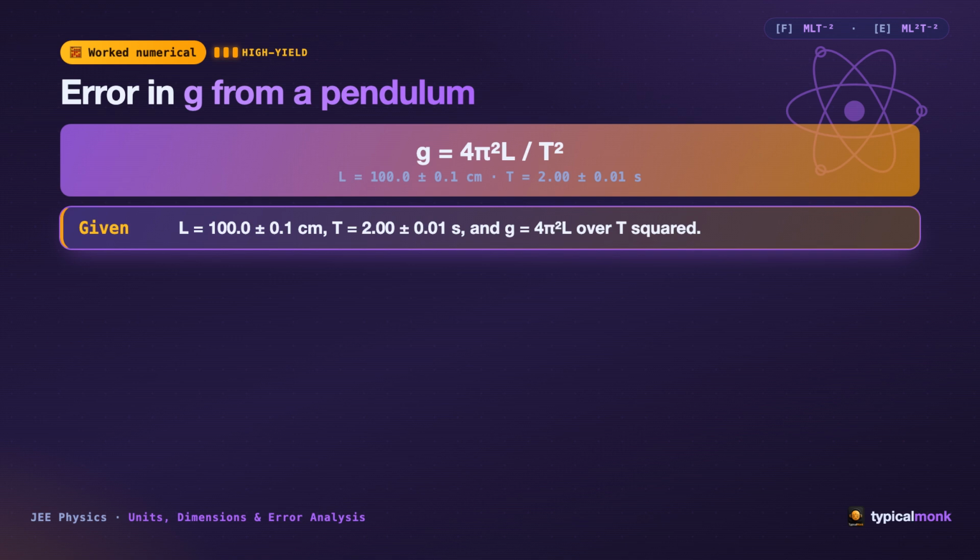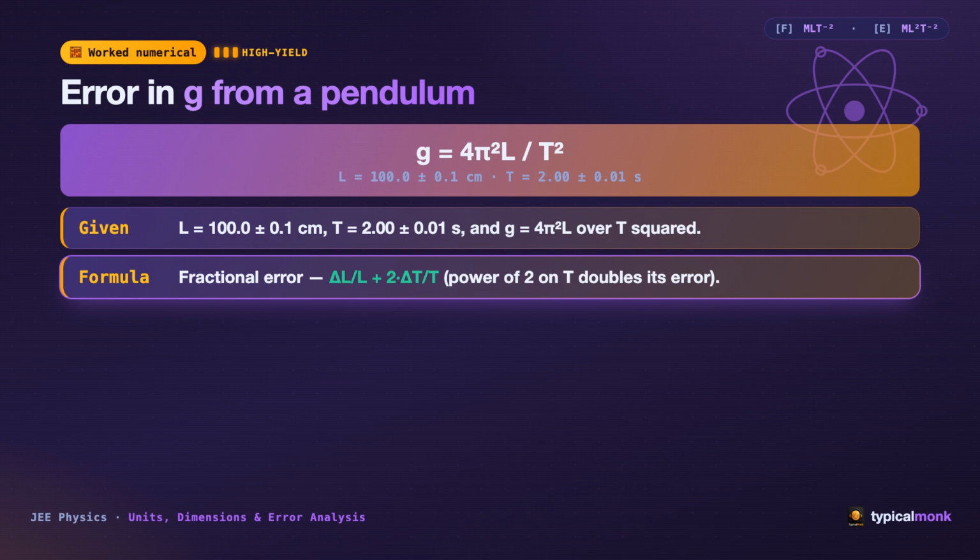Find the percentage error in gravity. Step 1. Write down what is given. Length 100.0 plus or minus 0.1 centimeters. Period 2.00 plus or minus 0.01 seconds. And gravity equals 4 pi squared L over T squared.